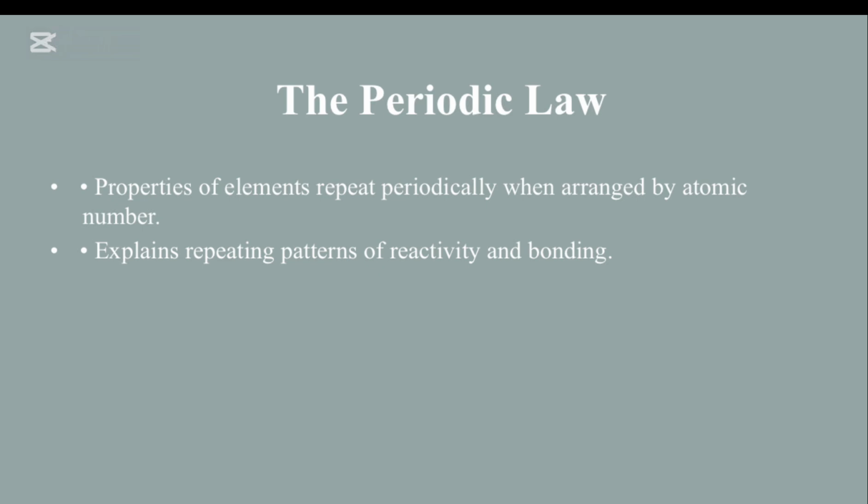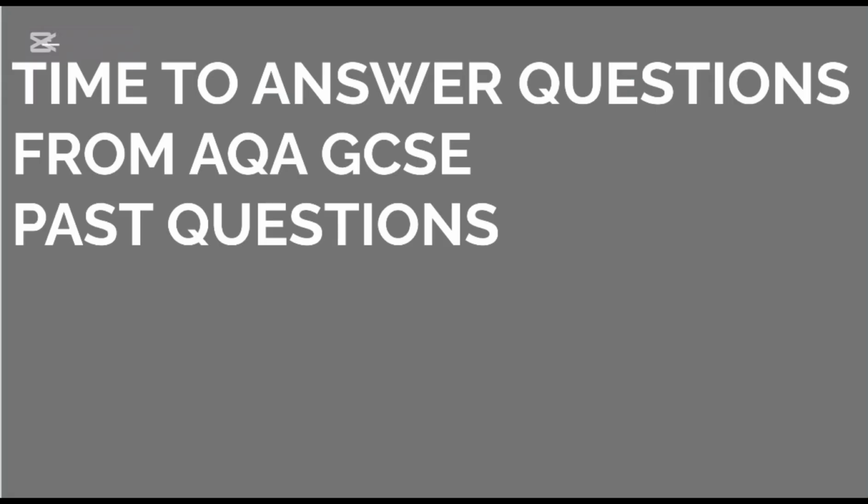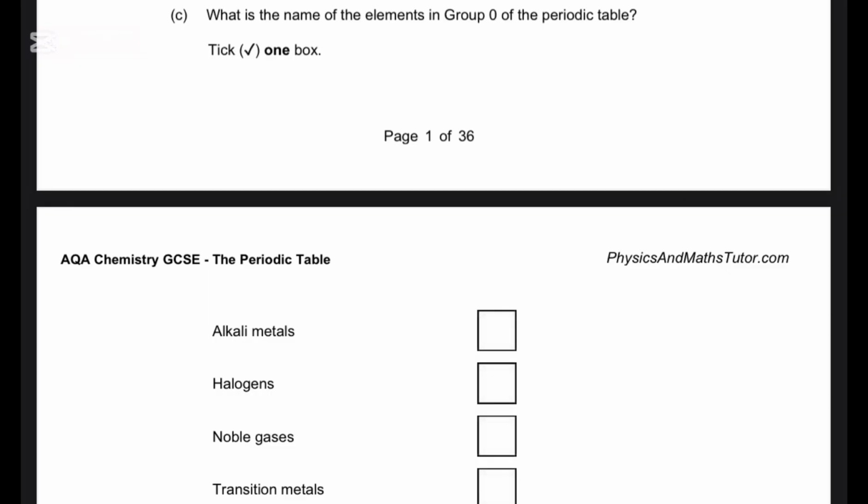Now let's answer some GCSE questions. Time to answer some questions from AQA GCSE past questions. The first question says, what is the name of the element in group 0 of the periodic table? This is way too simple. Alkali metals, halogens, noble gases, transition metals. The answer is what? Noble gases. I said it in the slide. You can go back and study it very well and come back and answer it.